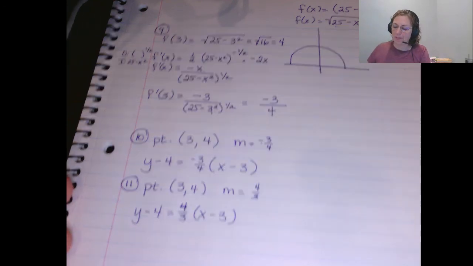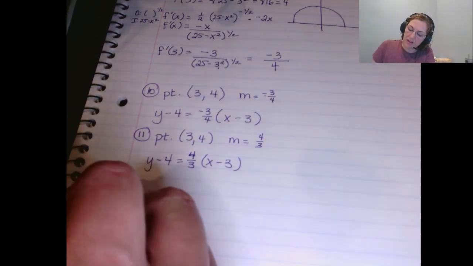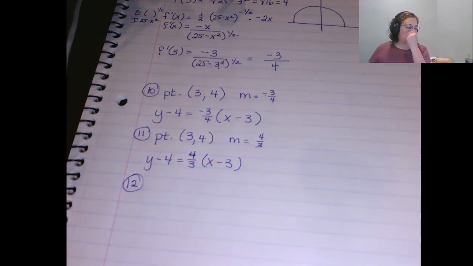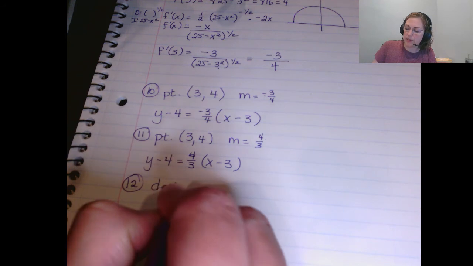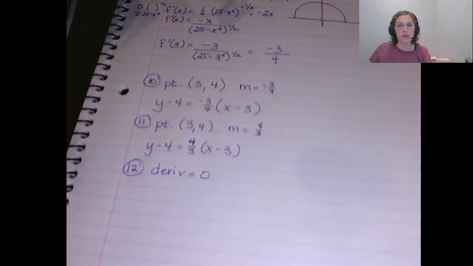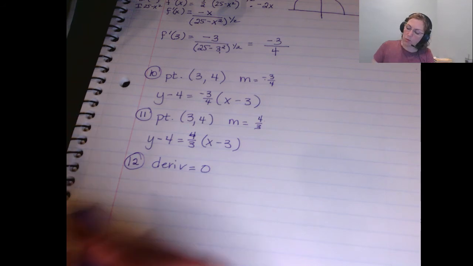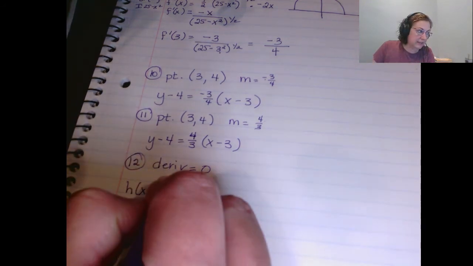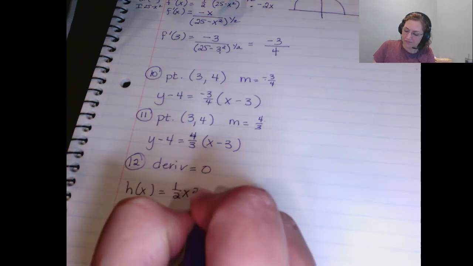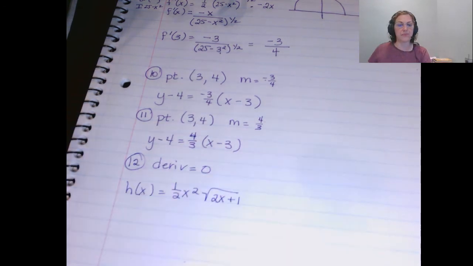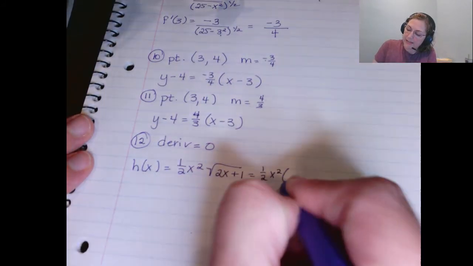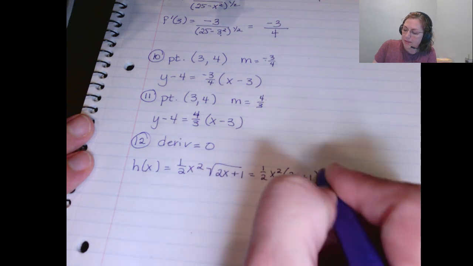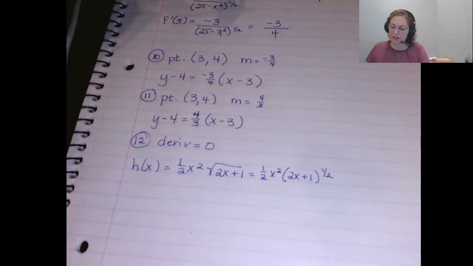Okay, one more problem in this group here, and that's number 12. We're asked for what values of x does the graph have a horizontal tangent. So when you see horizontal tangent, I want you to think derivative equals 0. We're looking for where the derivative equals 0. So for us, we're going to find the derivative of h of x, and we're going to set it equal to 0. Looks like a good product rule for me. I'm going to rewrite it as a fraction exponent. Watch my chain rule with that fraction exponent as well.